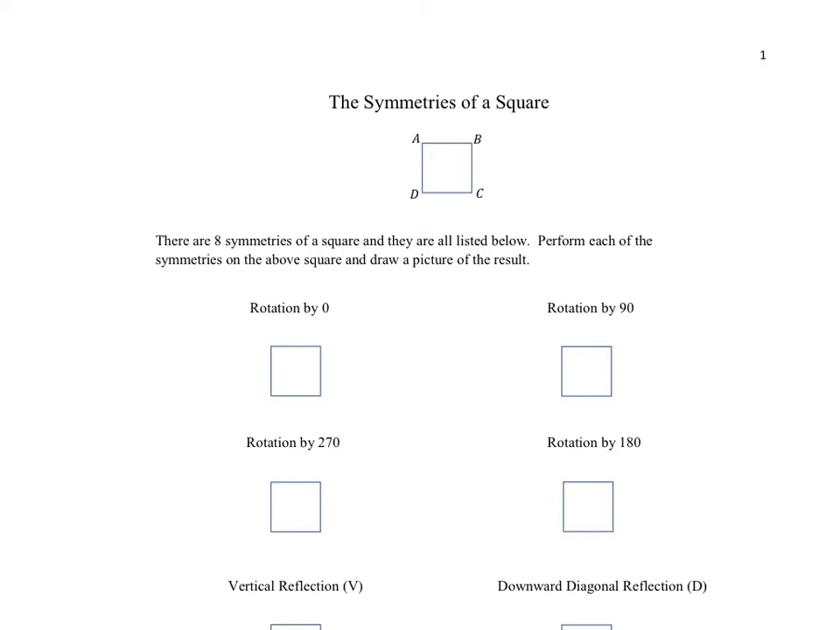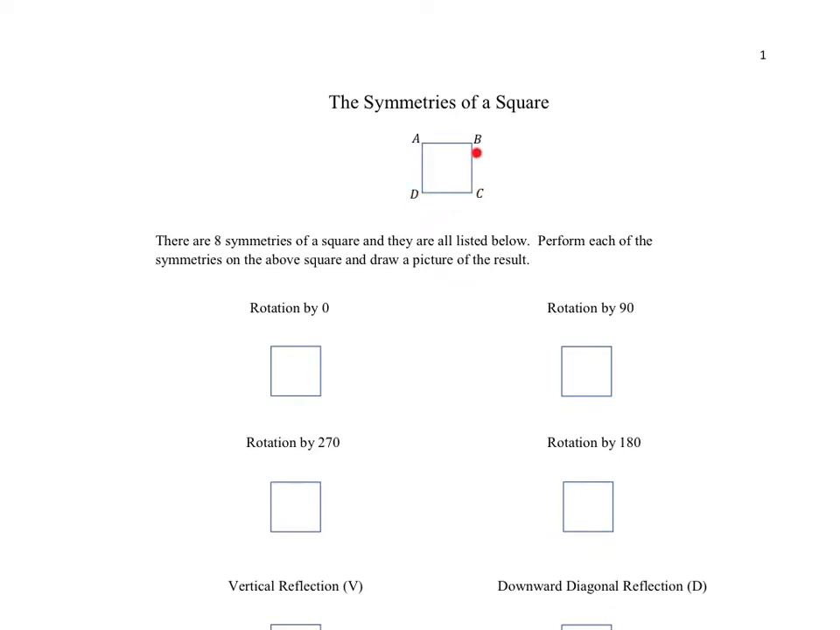Welcome, welcome, welcome. In this video, we're going to be discussing symmetries of a square. So, what does the word symmetry mean to a mathematician? It means we're going to take our object, in this case a square, and either rotate it or reflect it so that it returns to its initial position.